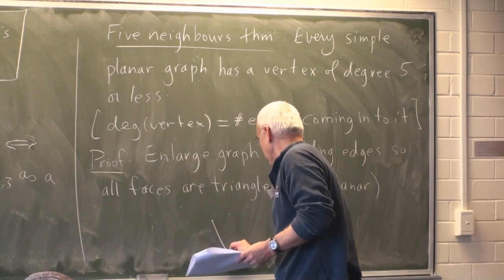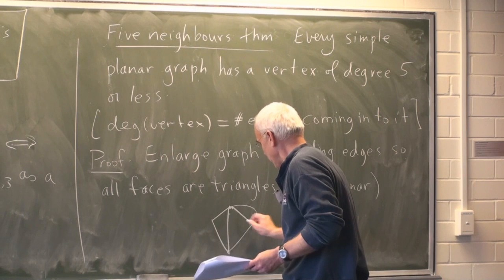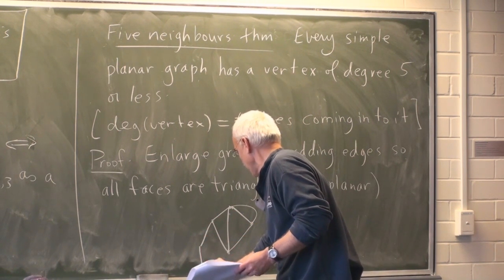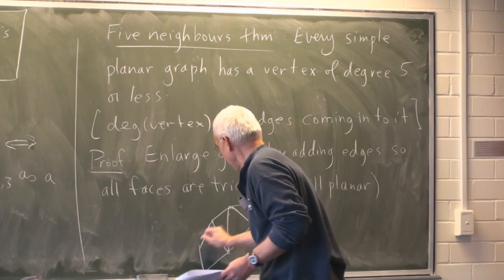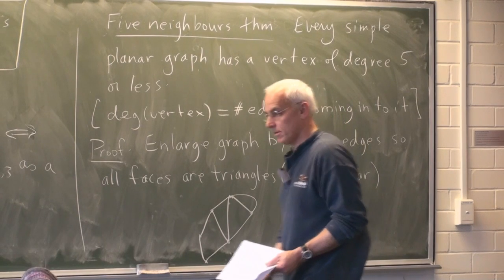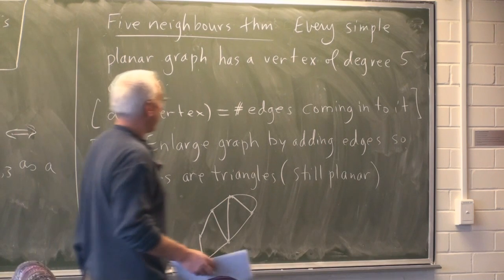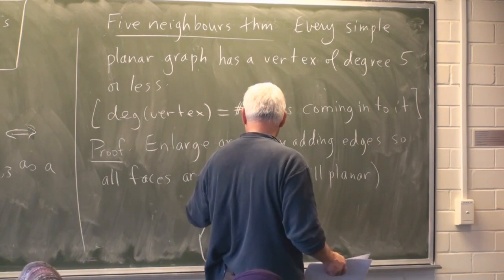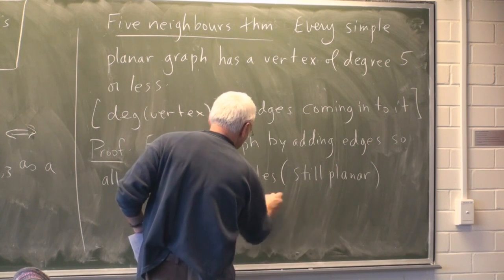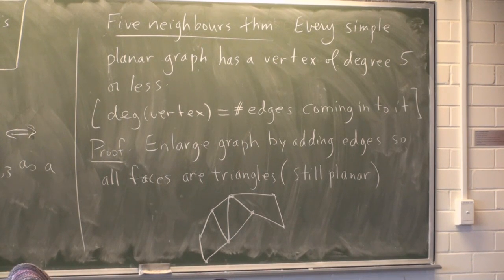So I suppose if we had something like that. So presumably we're not counting the outside face there. Oh, it's a simple graph, so these are parallel edges there. No, the outside face is also included in this. Okay, how do we make this into triangles?